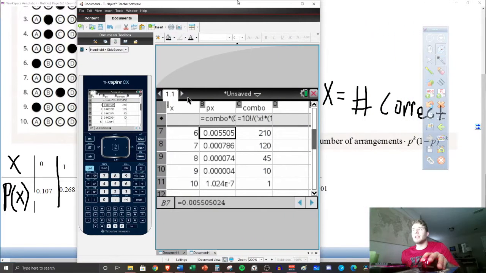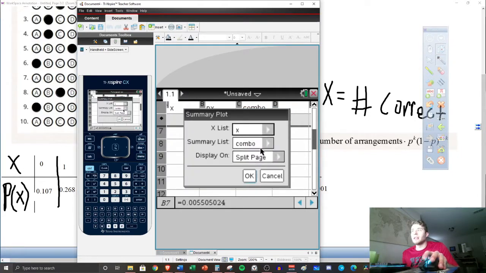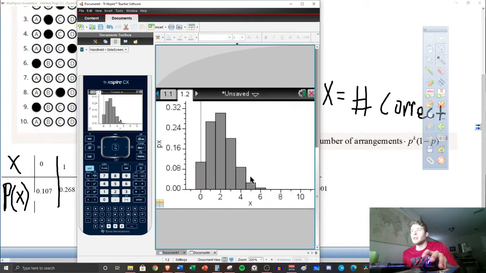In our calculators, we can actually graph this distribution. Remember, we've seen the other ones where they're symmetric, just like that Galton board. If you hit menu, data, summary plot, let's make this x and p of x, new page, we see a very obvious skew in this data. And you'll notice that it doesn't even show up to 10 because it's tiny. It does show this one, which is 0.5% that it's showing there, but the rest of them are just microscopic.